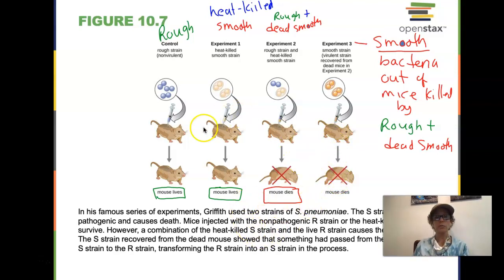So this experiment showed that some chemical, at the time they didn't know which chemical, but some chemical in dead smooth bacteria transformed the rough bacteria into having the exact characteristics of smooth bacteria. Some chemical was capable of causing that.